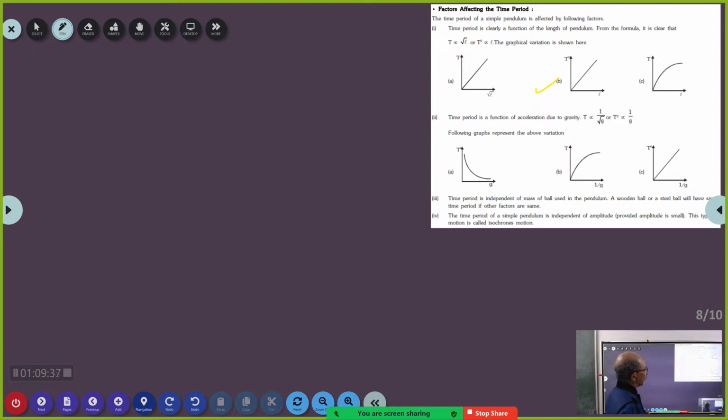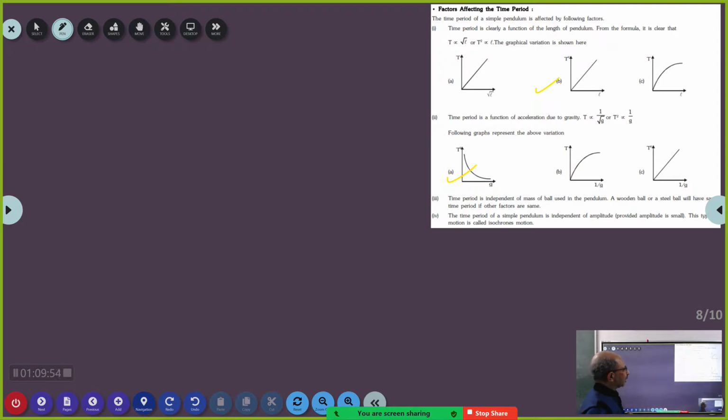Then time period is a function of acceleration due to gravity. So T square is proportional to 1 by g. So g increases, this decreases. So which is the right graph? This is the right graph. Right? Then time period is independent of the mass.